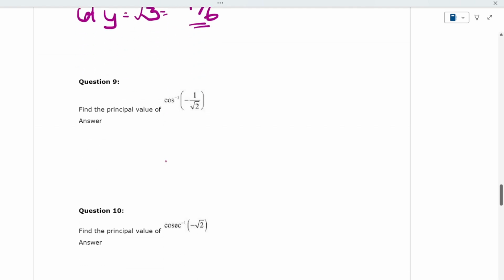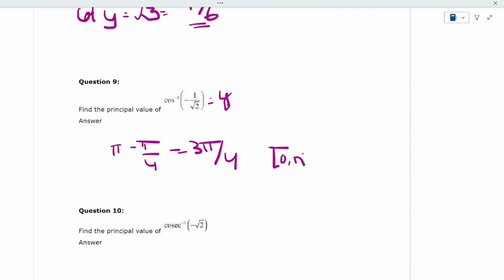Now let's go on to the ninth question. Cos inverse of minus 1 by root 2. Here also you take it to be y, and you will get as pi by 4. If you do pi minus pi divided by 4, you will get as 3 pi divided by 4. Okay, this is the principal solution. And if you have to write the range, for cos it is the square bracket 0 comma pi, and that would be equal to minus 1 by root 2. That is this value.